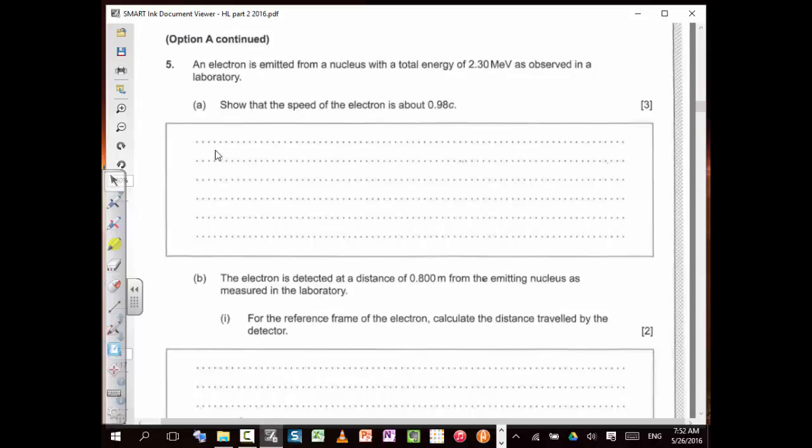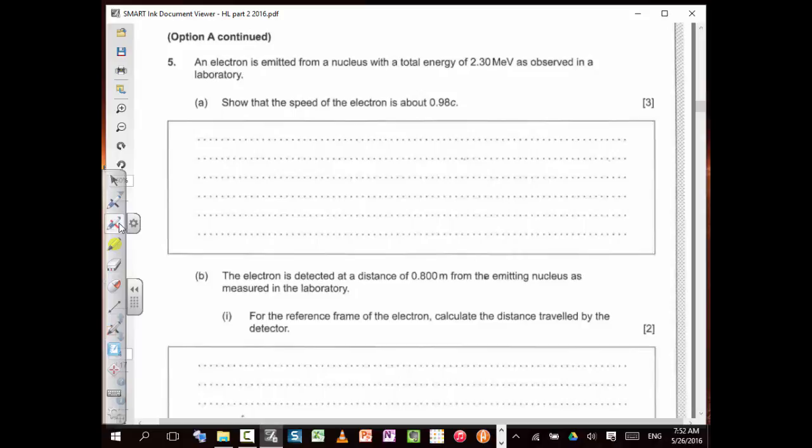Okay, so we have E total, which is gamma m naught c squared. This is a higher level only question. Here we know what the mass is, we know what the energy is, and v is the only unknown in gamma. So we can write this out and rearrange quickly.